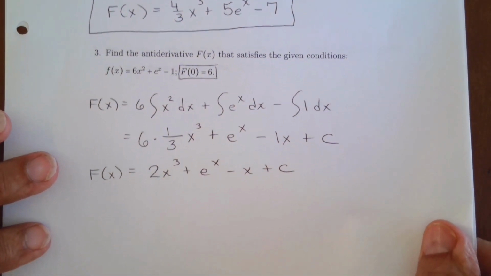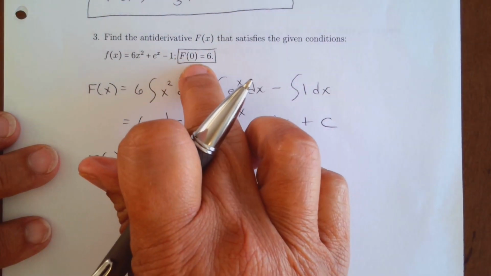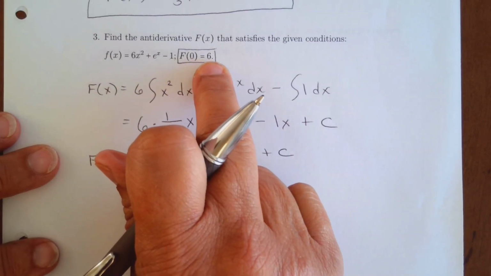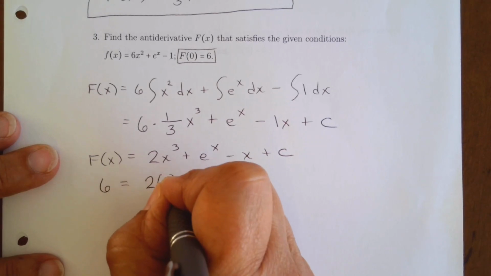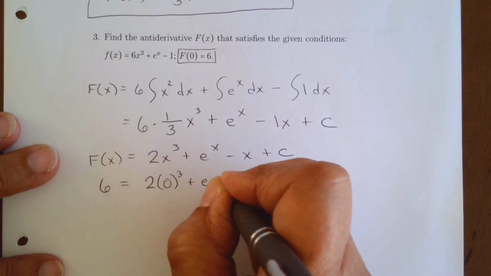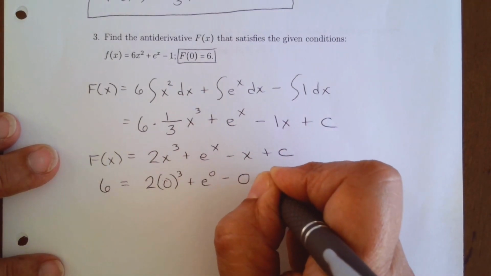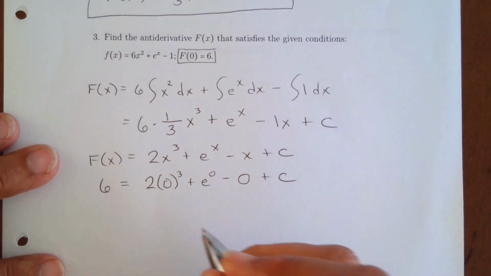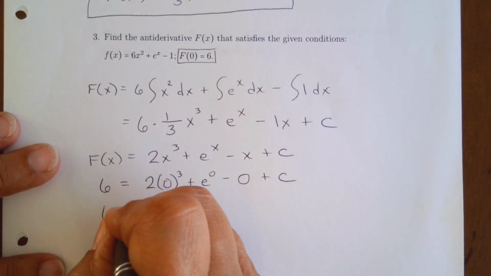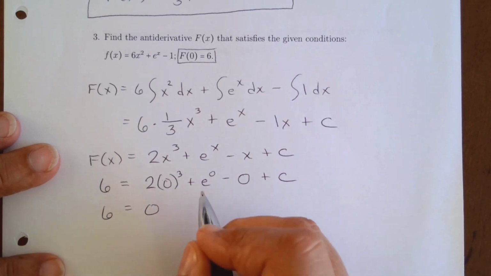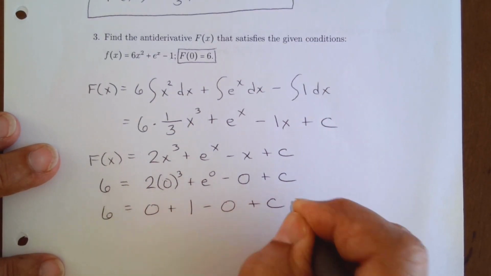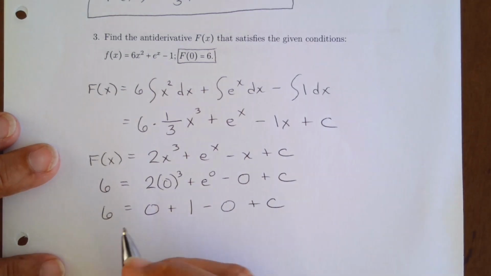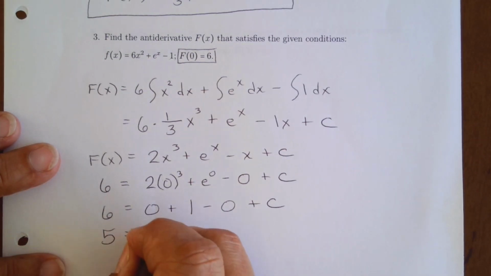Okay, we would be done, but they gave us a point. So that x is 0, this time y is 6. X is 0, y is 6. Okay. All right, so be careful. 2 times 0 cubed is 0. E to the 0 is 1. So on this side we have 1. So we're going to subtract 1 over, we get 5.